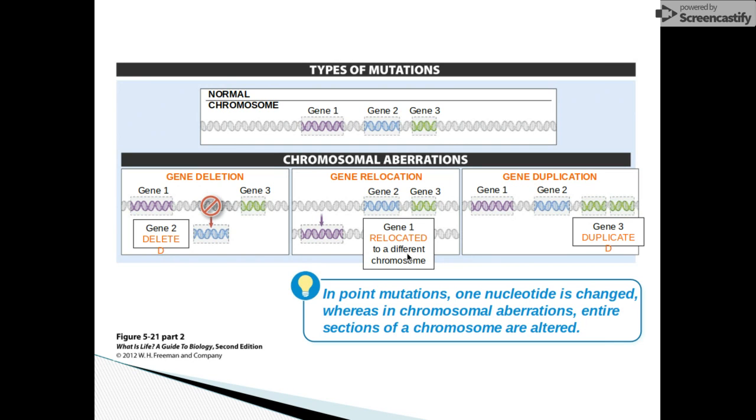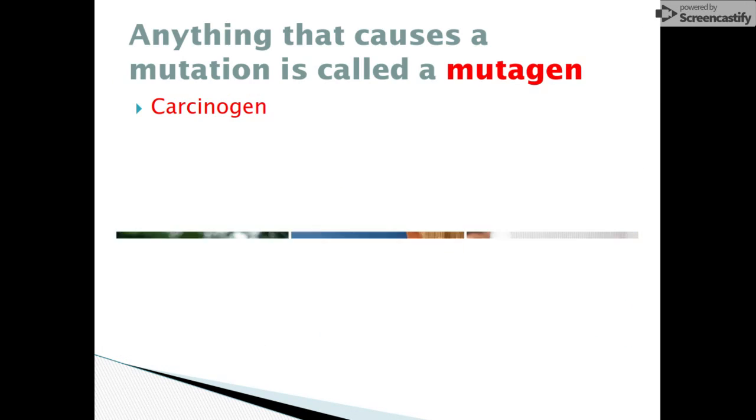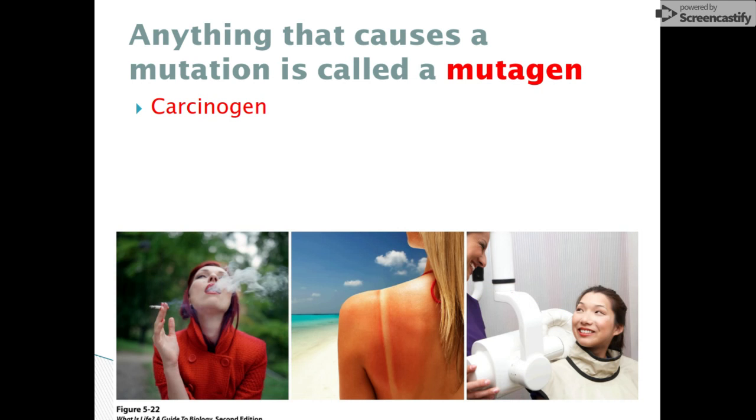Other things that we can have happen, you can get entire genes deleted in these processes. Genes can be moved from one area to another. We can duplicate genes. These can have varying impacts on an organism. Things that cause mutations are known as mutagens. Carcinogens are a specific class of mutagen that will cause mutations, specifically that can cause cancer, so cause the overreplication of cells.